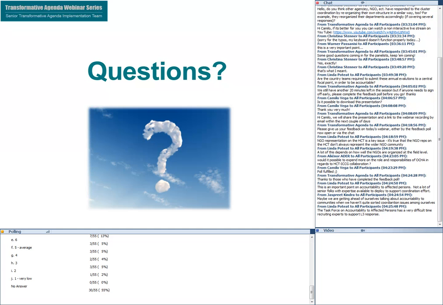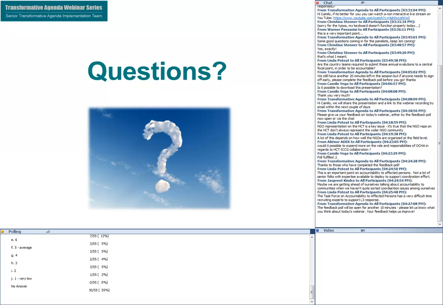I'm just reading some of the chat in which we're reminded that there's not a lot of people with expertise available to support accountability efforts in the field. But another comment: maybe we are getting ahead of ourselves talking about accountability to communities when we haven't quite sorted out coordination issues amongst ourselves first.